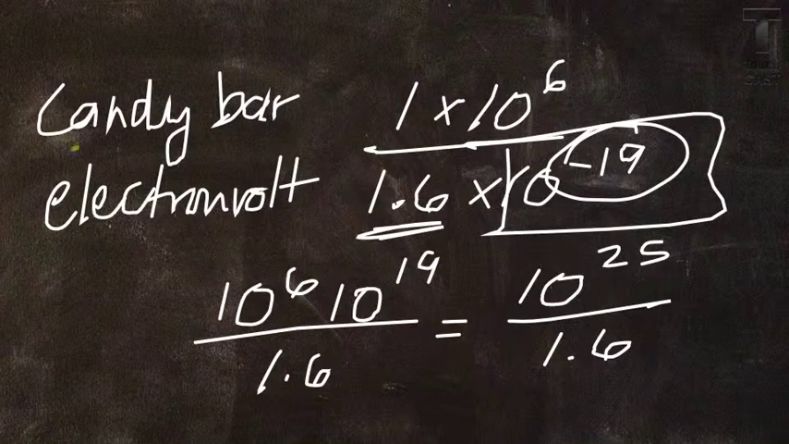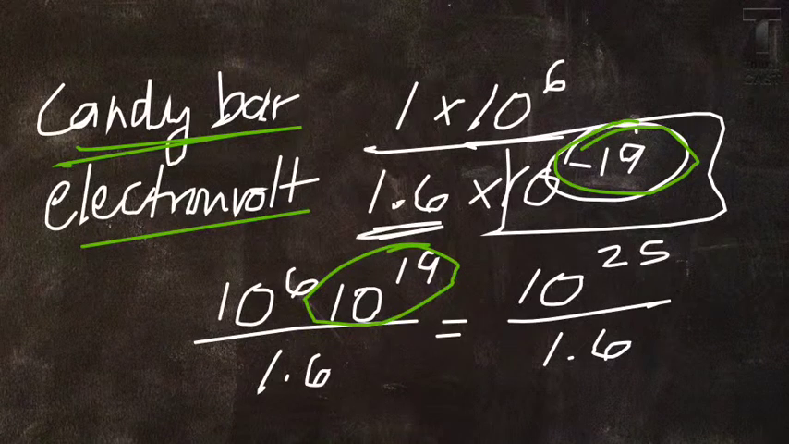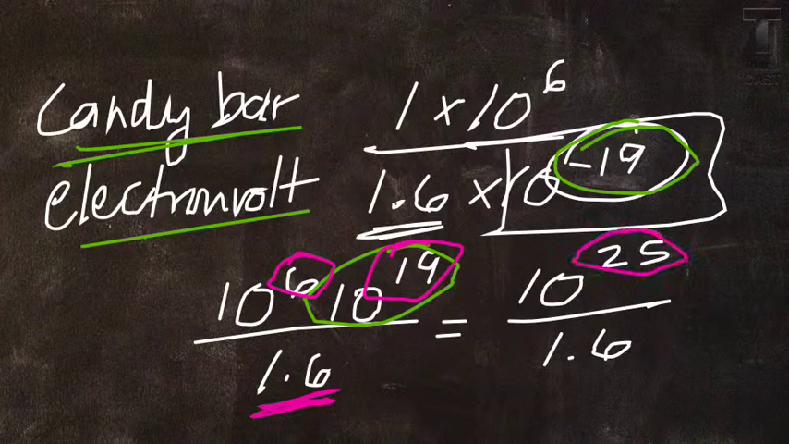I'm comparing here candy bar energy being 1 times 10 to the 6 joules, electron volt energy being 1.6 times 10 to the negative 19th joules. The first thing I did was I used the negative exponent rule to get that up into the numerator. The negative exponent was only on the 10, not on the 1.6, so I left the 1.6 down here in the denominator. I used my power of products rule to take 6 and 19 and turn them into the 25th.